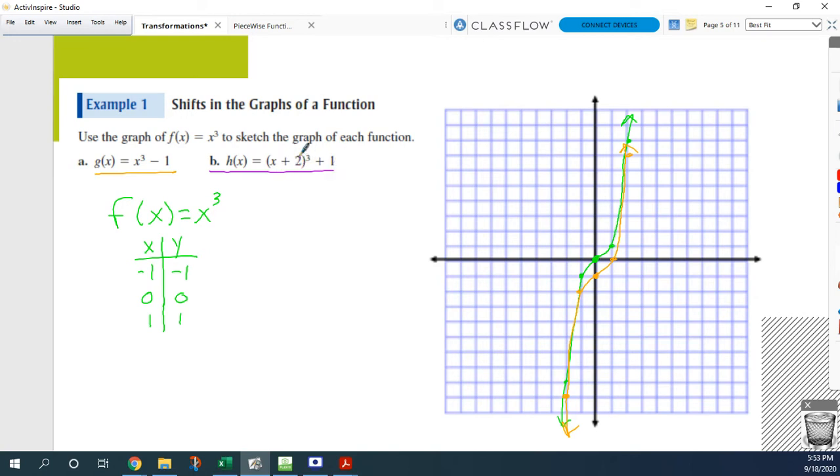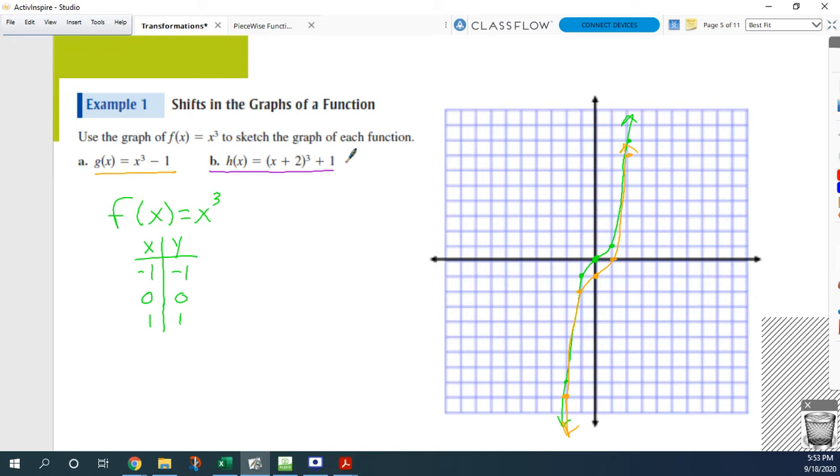So the plus 2 on the inside is either going to move it left or right. But remember that because it's on the inside, it's actually going to be the opposite of what our sign is. So instead of moving right 2, because it's positive, we want to do the opposite of that and move left 2. And then we have a plus 1 on the outside, so that's going to move everything up 1.